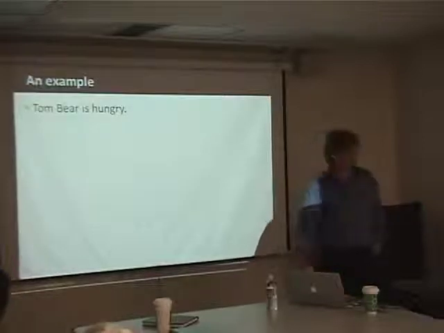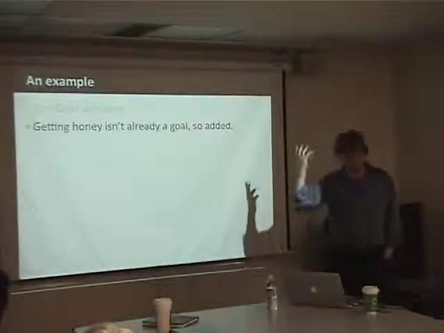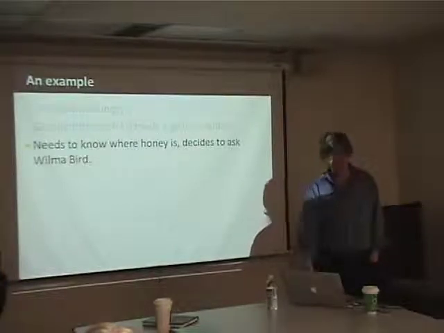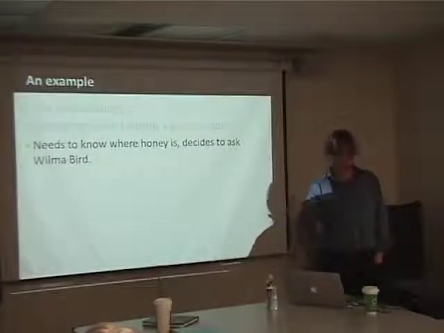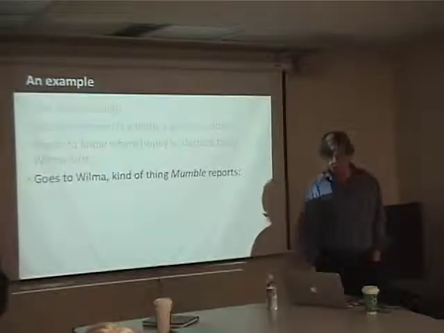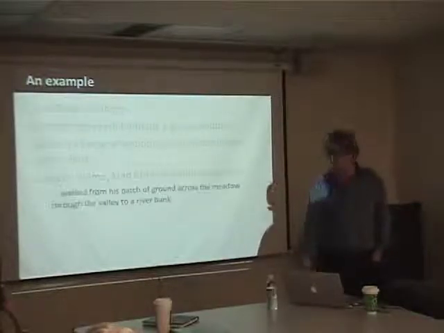So here's an example. Tom Bear is hungry. Getting honey isn't already a goal, so it's added to his goal structure. He needs to know where honey is, so he decides to ask someone in the world. This is one of the things available in his plan box. He goes to Wilma, and this is the kind of thing that Mumble, the text generator that was paired with Tailspin, reports at some length, right?